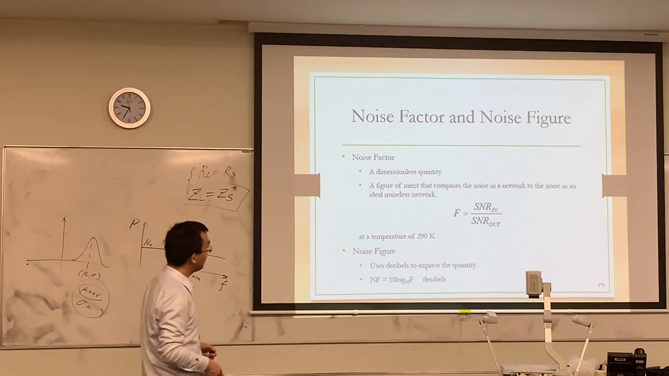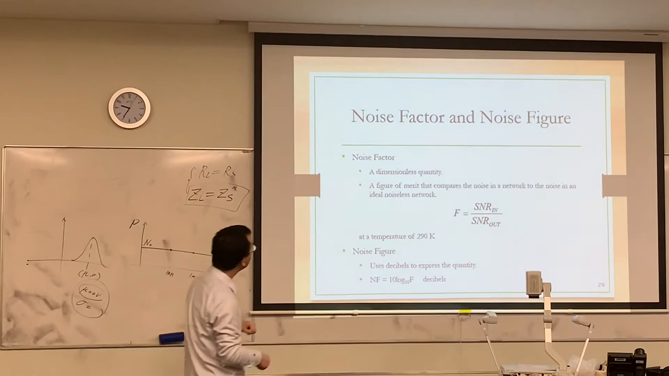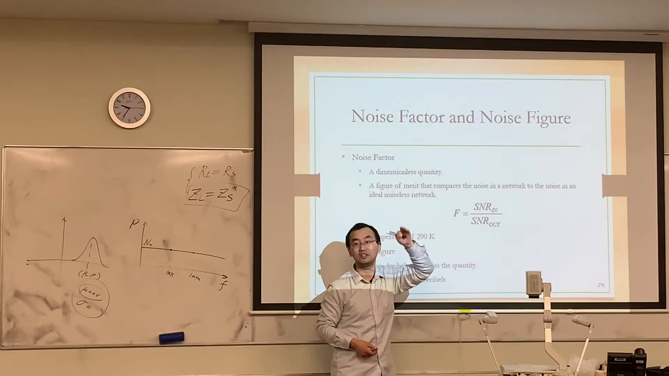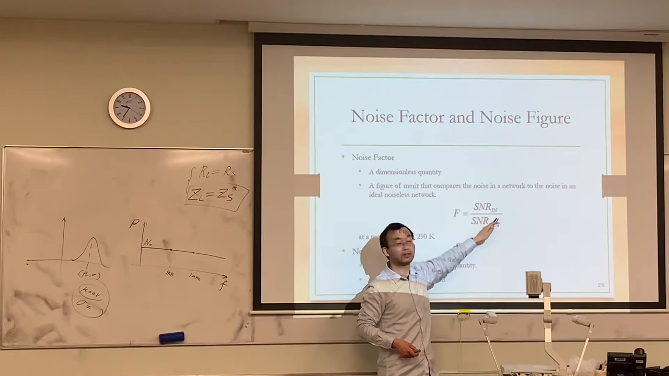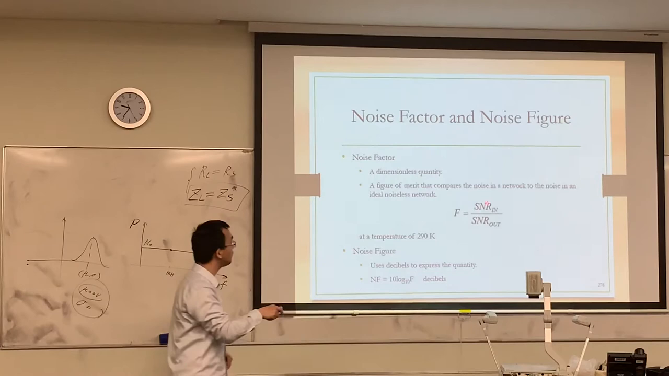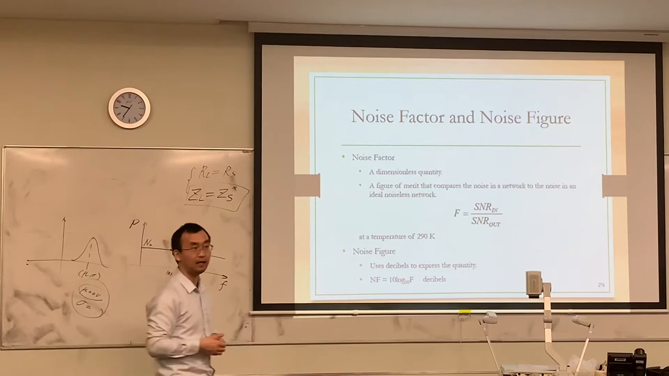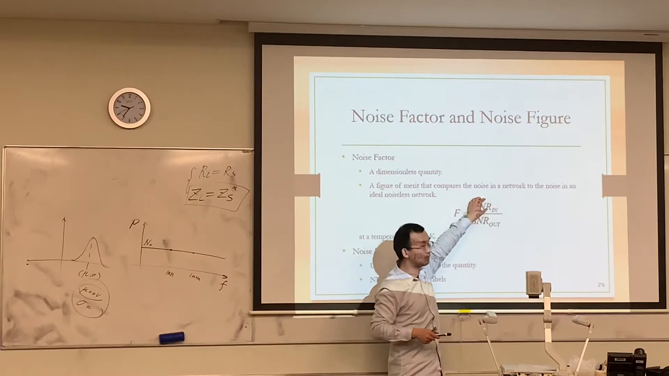Okay, so next one, we introduce another factor called the noise factor. For the noise factor, we take the ratio of two other ratios, right? Remember, the signal to noise ratio is a ratio of signal power to noise power, at the input. Then the signal to noise ratio at the output. We use this to determine how good a component is, for example, the power amplifier, in terms of noise performance. So we use the input signal to noise ratio divided by the output signal to noise ratio.